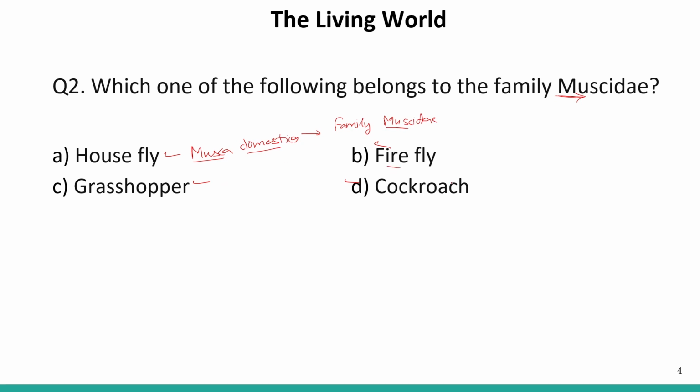Firefly belongs to Lampyridae. Cockroach belongs to Blattidae. Whereas the grasshopper belongs to Acridae. Alright, so the correct option is the housefly.